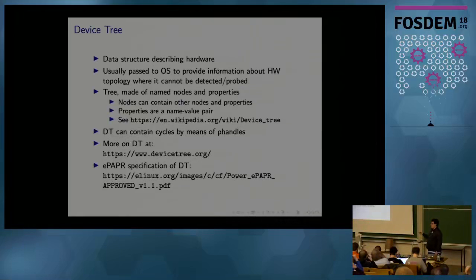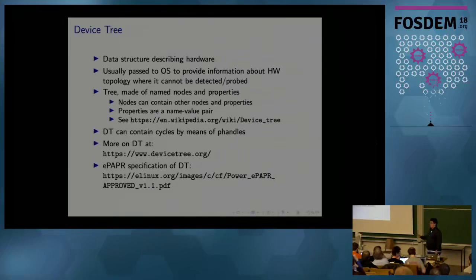It's actually standardized, the device tree. You can find the standard in the e-paper documentation and further details on the devicetree.org website. Now, it can have multiple representations. One of them is the device tree blob, the other is the textual representation. There is also a YAML representation of the device tree, but I don't know what state that is in.